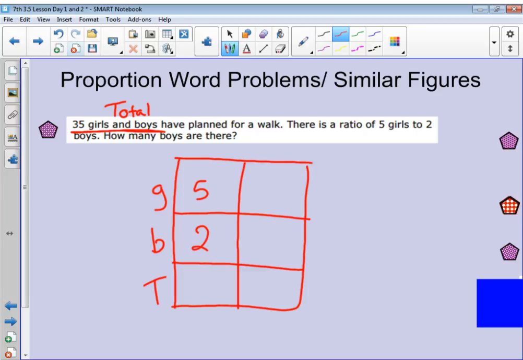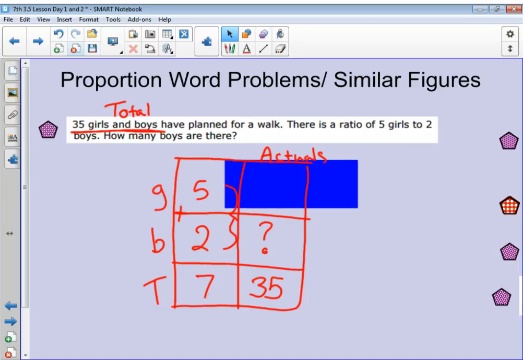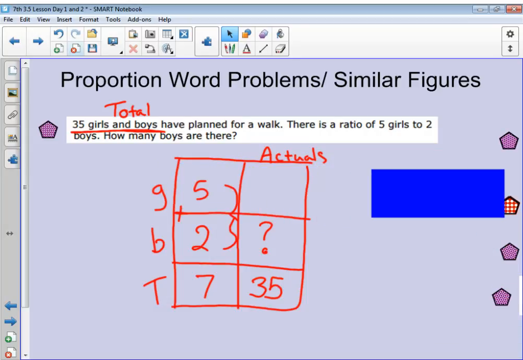So our total of our ratio here, 5 plus 2 is 7. Let's see, the third bit of information, there are 35 girls and boys. So that's my total actual number. So remember our actuals are over here. So that's my total. So there's 35 here. How many boys are there? I need this part.